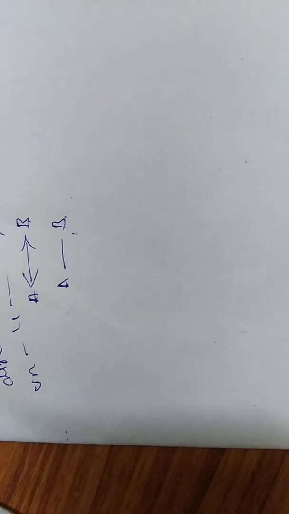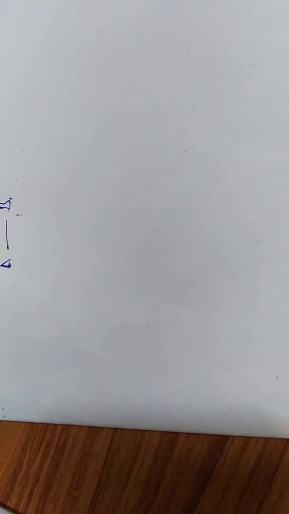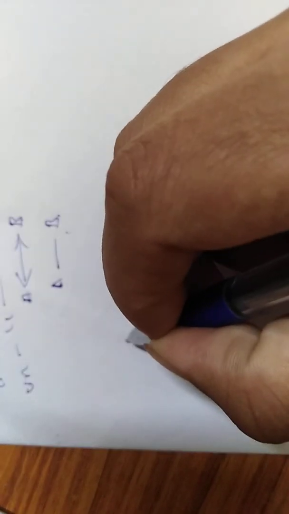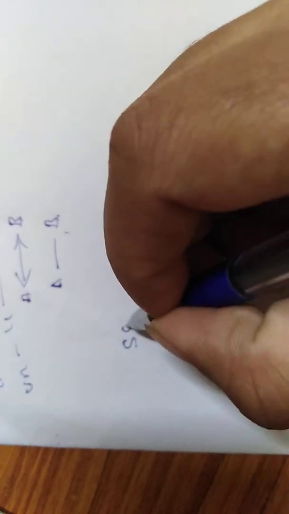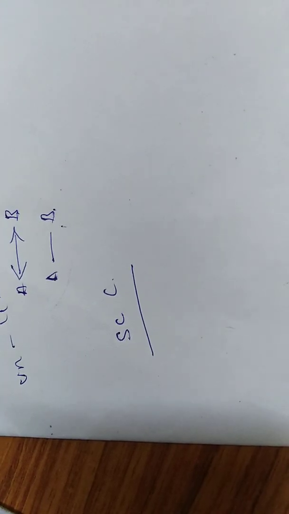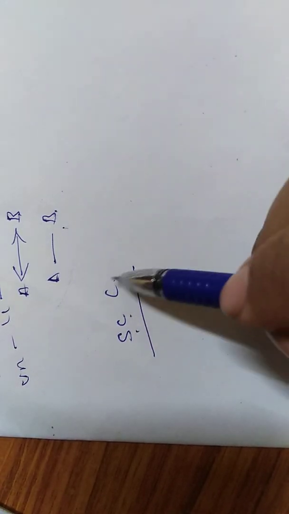In graph terminology, we have the bow-tie structure. In the bow-tie structure, we have a number of types. First one is the SCC. What is the full form of SCC? It means strongly connected core. This one we call a strongly connected core.